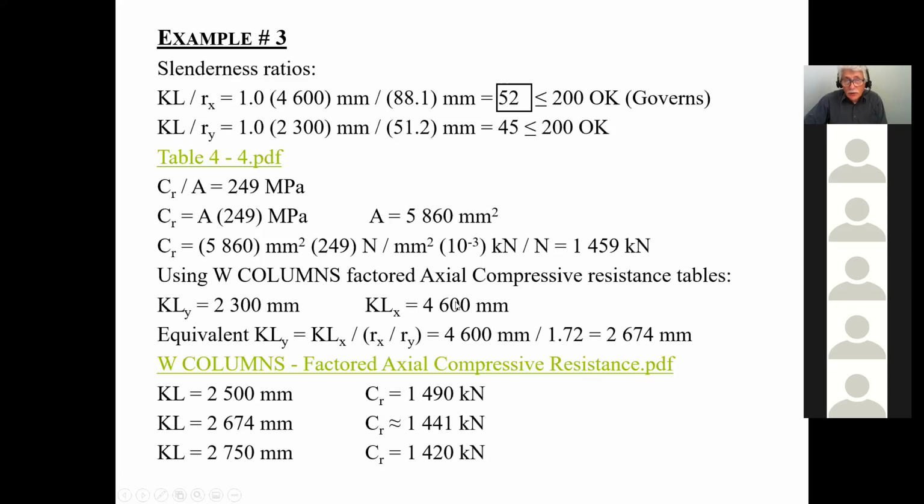So that's how you do it when the Lx value governs the length, in other words, when it's the Rx value that governs the design. You have to find an equivalent Rx length. You take the actual length of Lx, which was 4,600, and you simply divide it by this ratio, Rx over Ry, which you saw at the bottom of the table, 1.72. That gives you the equivalent KL value for that table, and therefore you can take this length to go find your CR value. That's what it means.